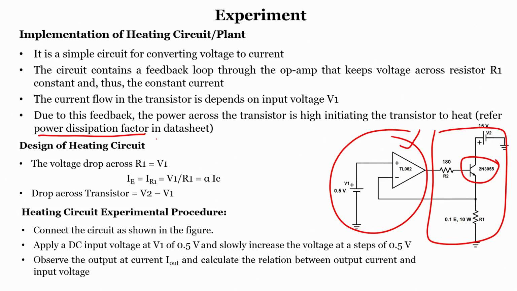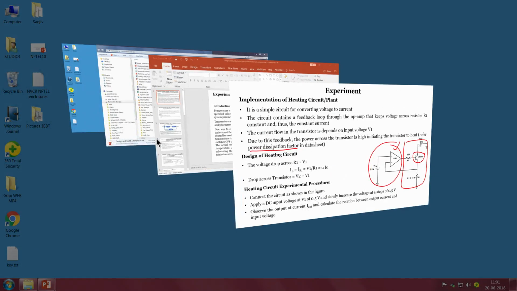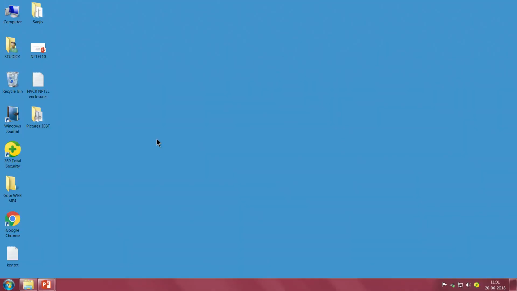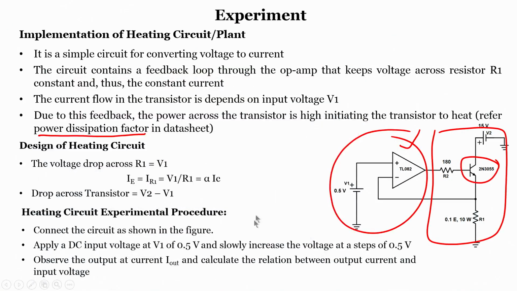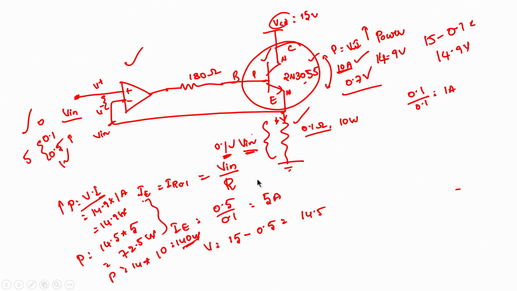So let's look at how we can find the power dissipation factor. Let me open the data sheet. When we see here, it is clear that the derating is 0.657 watt per degree centigrade, right. That means 0.657 watts is responsible for 1 degree.